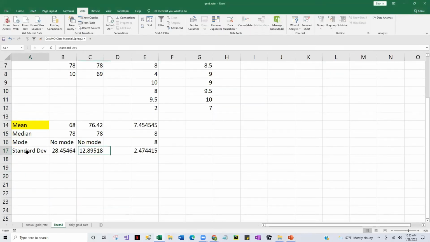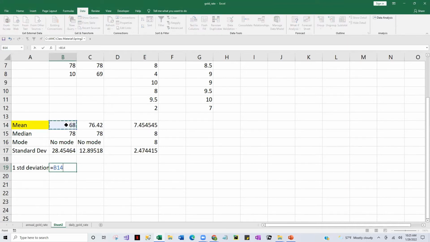So we have the standard deviation and the mean, right? So let's do one sigma, like one standard deviation. We are going to add and subtract. So one standard deviation is nothing but we are going to do 68 plus 28. Plus side, 68 plus 28 is 96 point something. Okay, it's 96. That is the one standard deviation, and it is going to be the plus side.